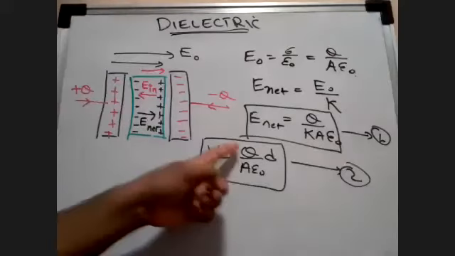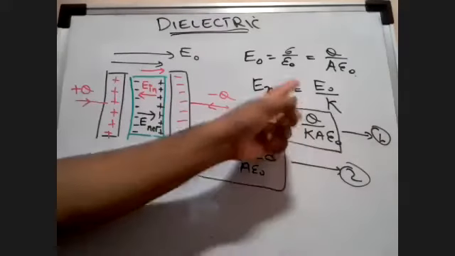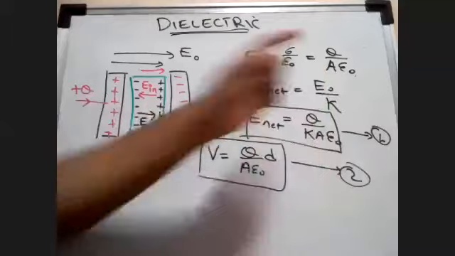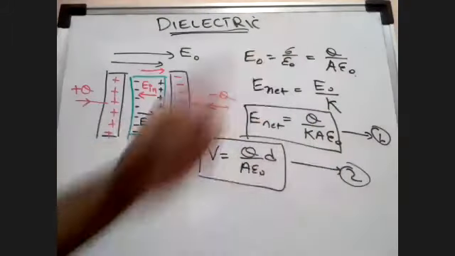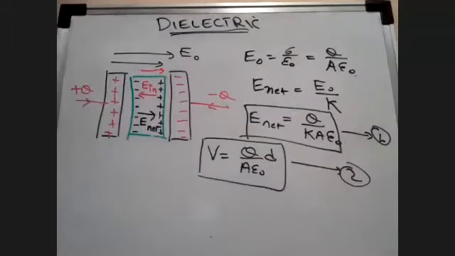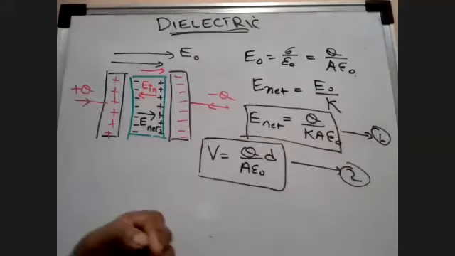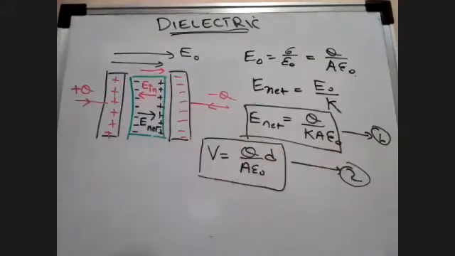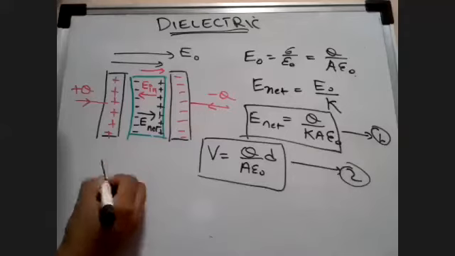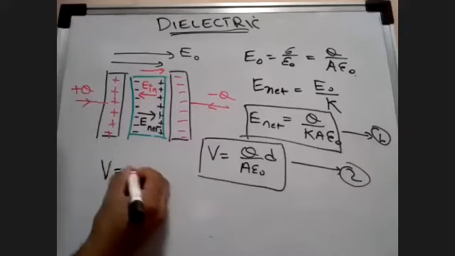But what is Q upon A epsilon naught over here? That is only going to be Q upon A epsilon naught, which is E naught, not E net. E net is E naught divided by K. E naught is just Q upon A epsilon naught. So I will substitute that, and I will get V is equal to E into d.